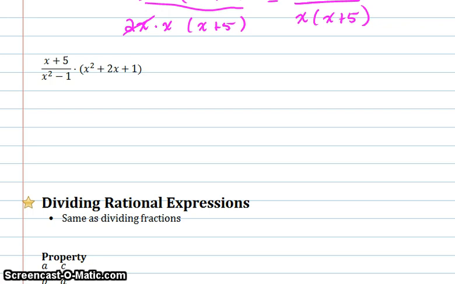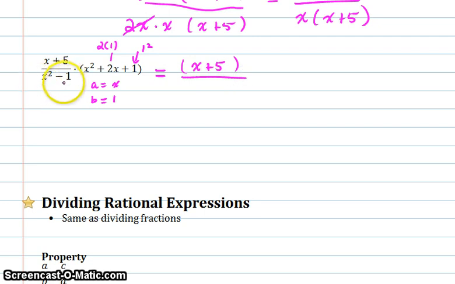Okay, so let's look at the next one. We have x plus 5 over x squared minus 1 times this trinomial right here, which happens to be a perfect square trinomial. I know that because this is 1 squared, and this is 2 times 1. So we have that pattern of a squared plus 2ab plus b squared, where a is x and b is 1. Okay? So x plus 5 up here, that's not factorable any further, so we keep it.